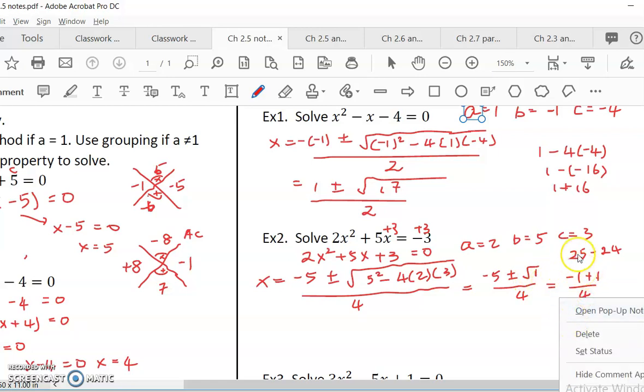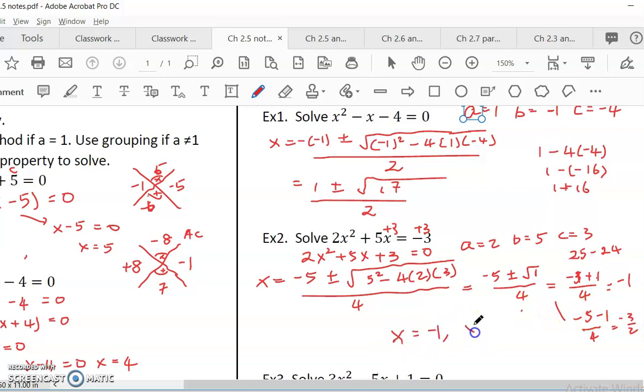Negative 5, not negative 1. Negative 5 plus 1 over 4, and also negative 5 minus 1 over 4. So negative 5 plus 1 is negative 4, over 4, so it's negative 1. And this would be negative 6 over 4, which is negative 3 over 2. So we have two answers: x is equal to negative 1, and x is equal to negative 3 over 2.